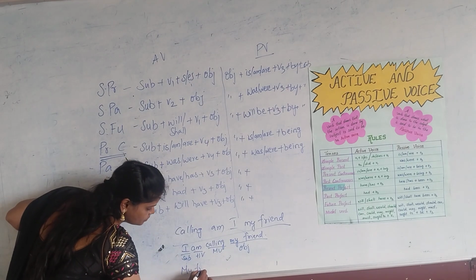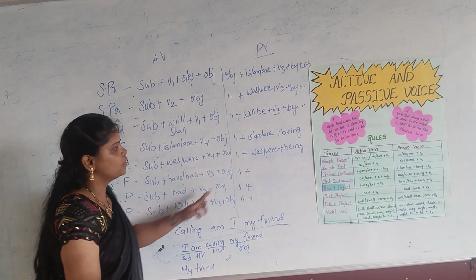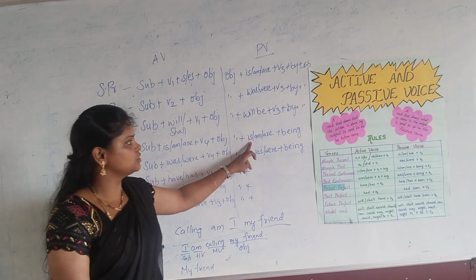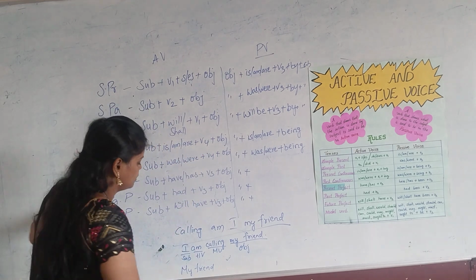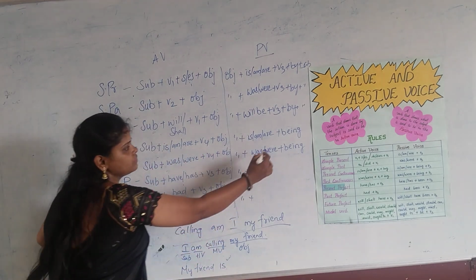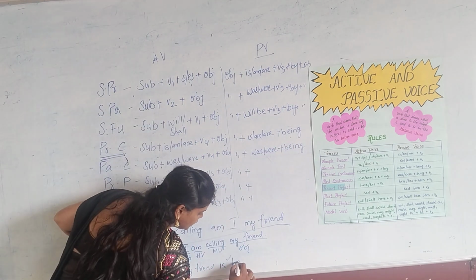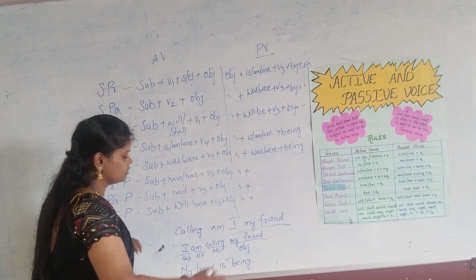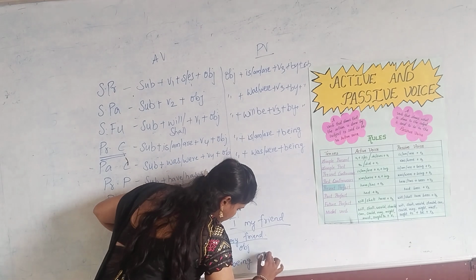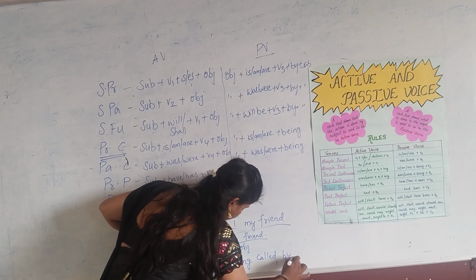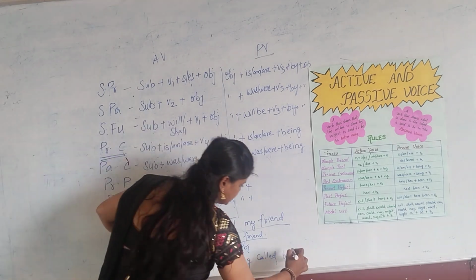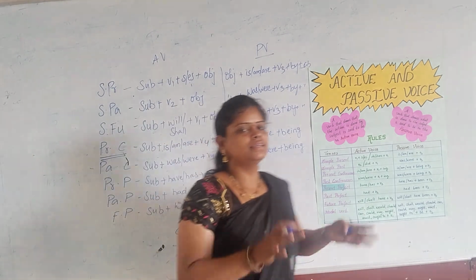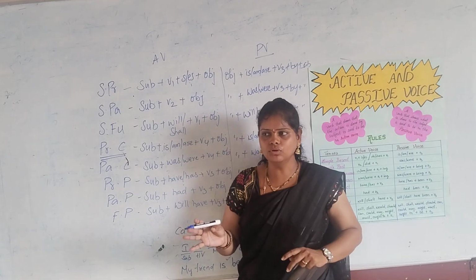My friend. What is the structure we have used here? My friend, here it is singular, so we should use is. My friend is. After that we should use being. Called. We should use only the V3 form. Calling's V3 is called. By me. By: I changes to me. So in this way we should change the sentences from active to passive.